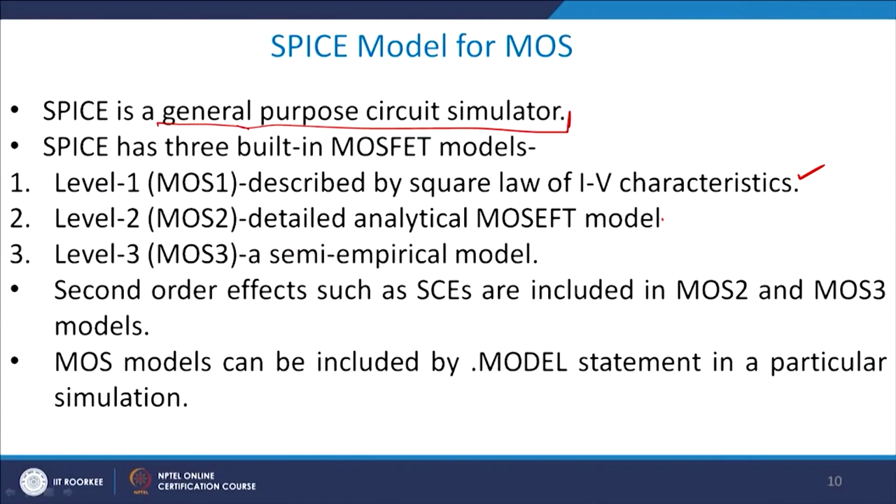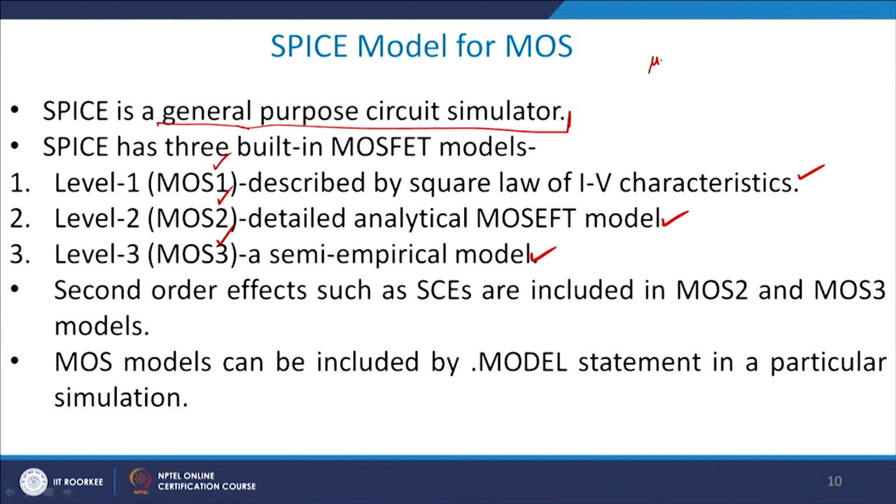There are 3 levels of models which are available to us: level 1, level 2 and level 3, also referred to as MOS 1, MOS 2 and MOS 3 respectively. MOS 1 is basically based on the IV characteristics of the MOS device. So, remember that square law term where you had VGS minus VTH whole square: mu n C oxide by 2 into W by L into VGS minus VTH whole square. This is the square law for ID. This is used as the first model or MOS 1.